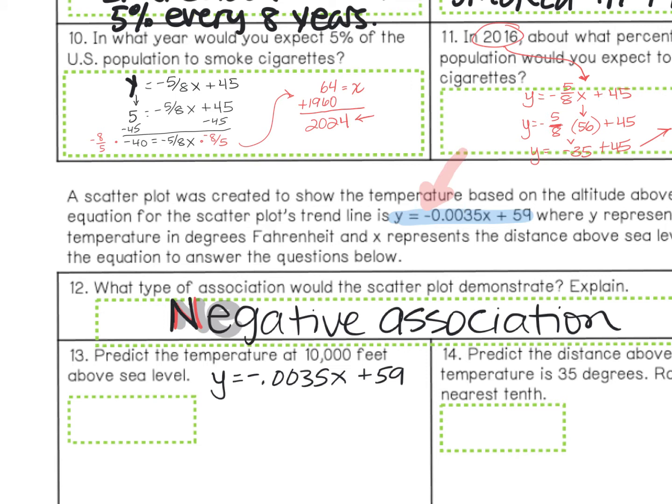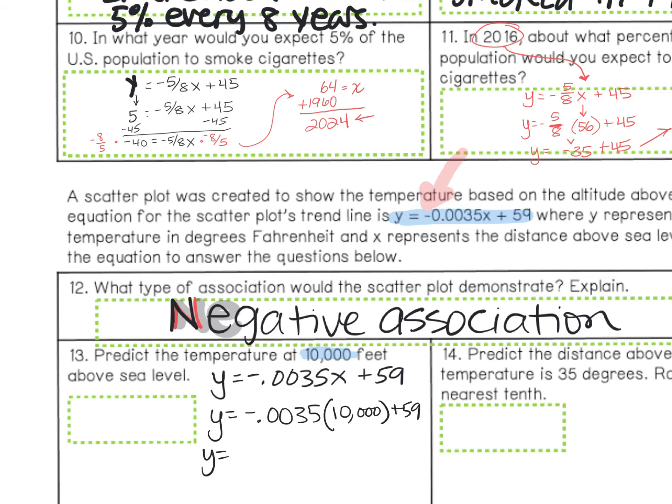So that means we're going to take the x and substitute it with 10,000, because x is distance above sea level. So we're going to take y equals negative 0.0035, don't forget that decimal, that would be disastrous, times 10,000 plus 59. So let's put that in the calculator.